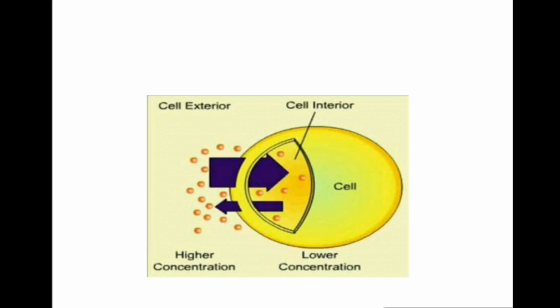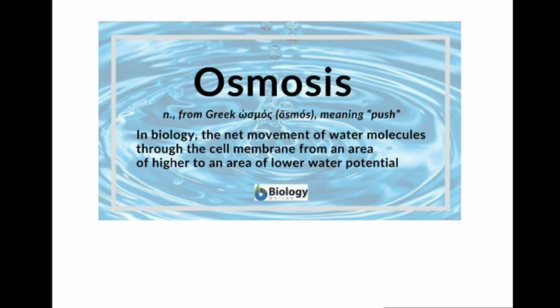Cell also follows osmosis and diffusion, that is movement of substances from a region of higher concentration to a region of lower concentration. Now, osmosis is a type of diffusion, but here it is the net movement of water molecules from a region of higher potential to a region of lower potential.